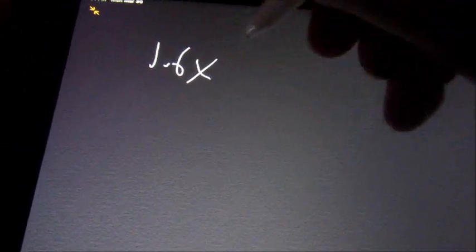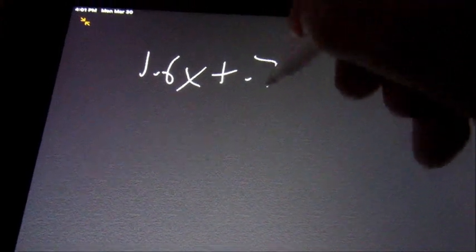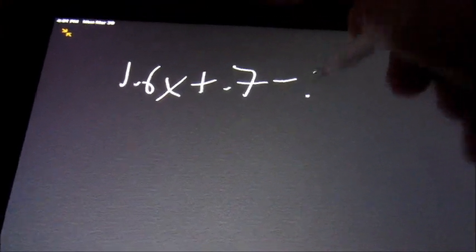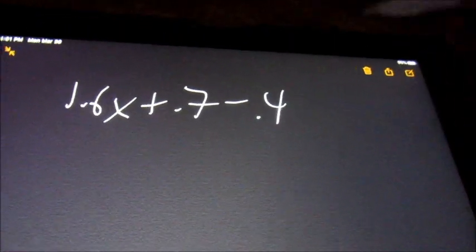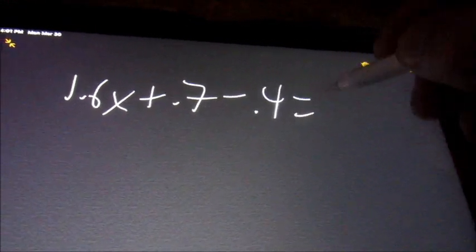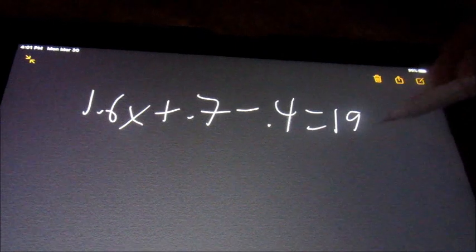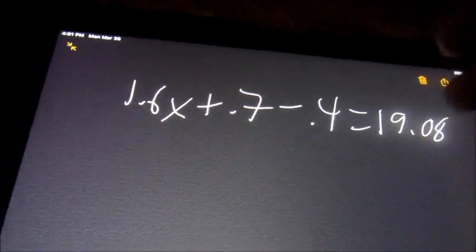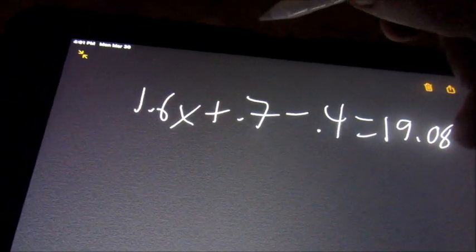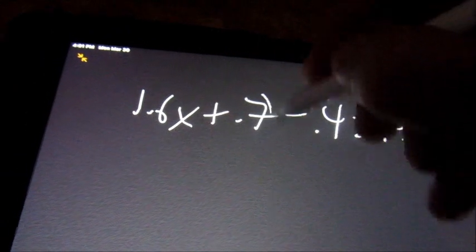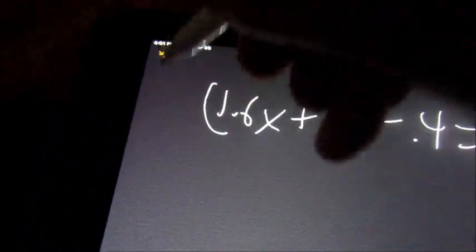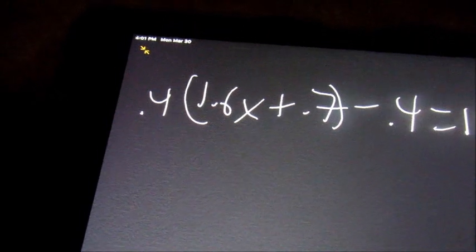Next, we have one that has some decimals. So let's say we have 1.6x plus 0.7 minus 0.4 equals 19.08. Actually, let's make this a little bit more. Put this part in parentheses and multiply that all by 0.4.